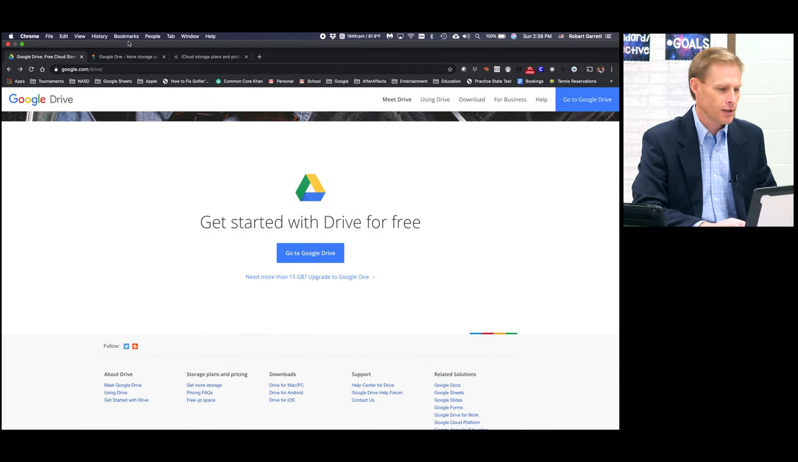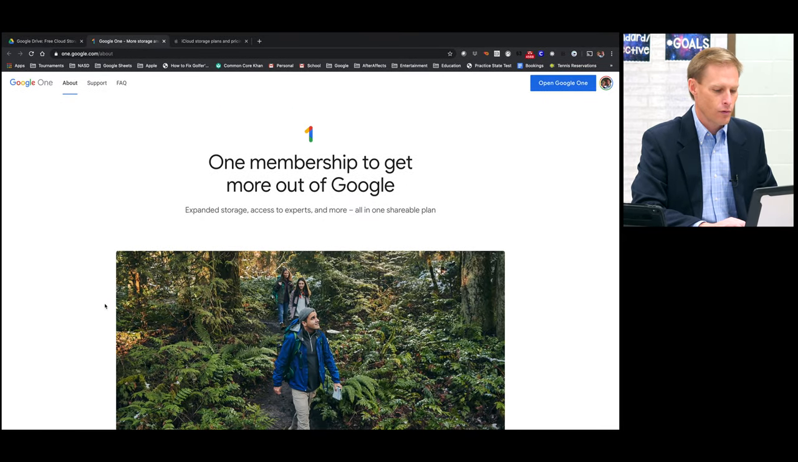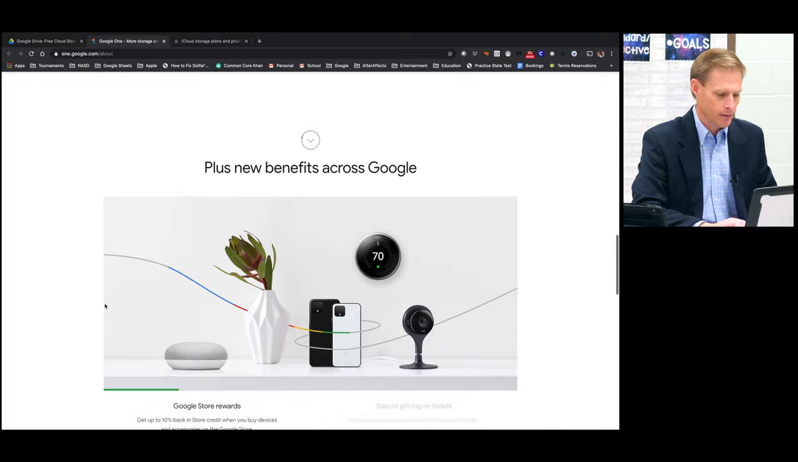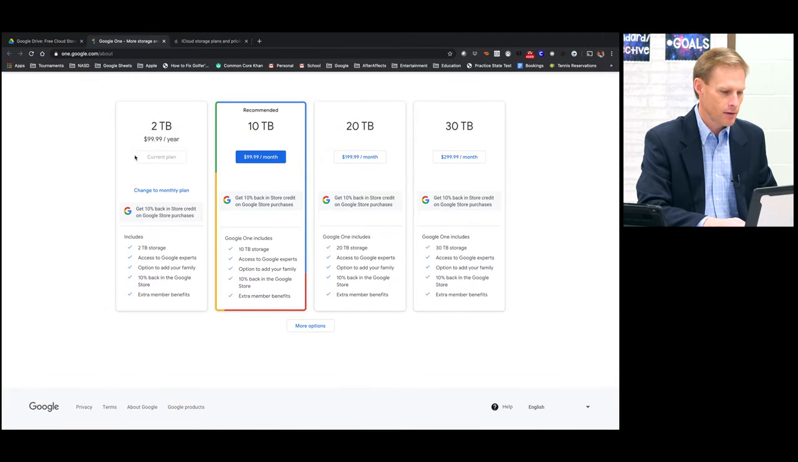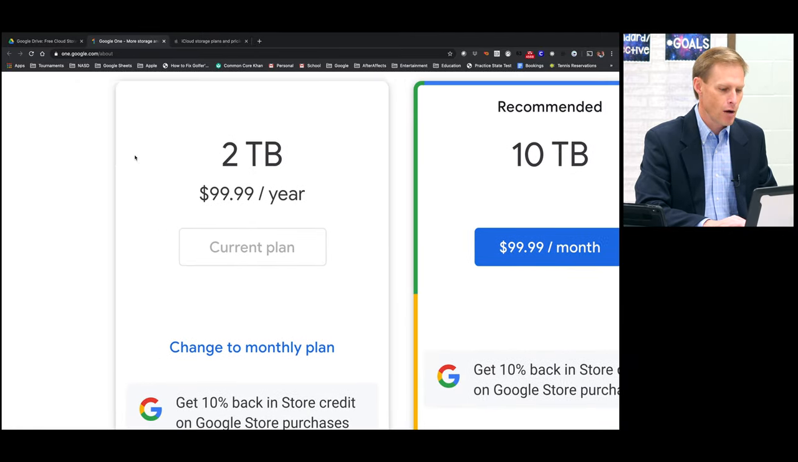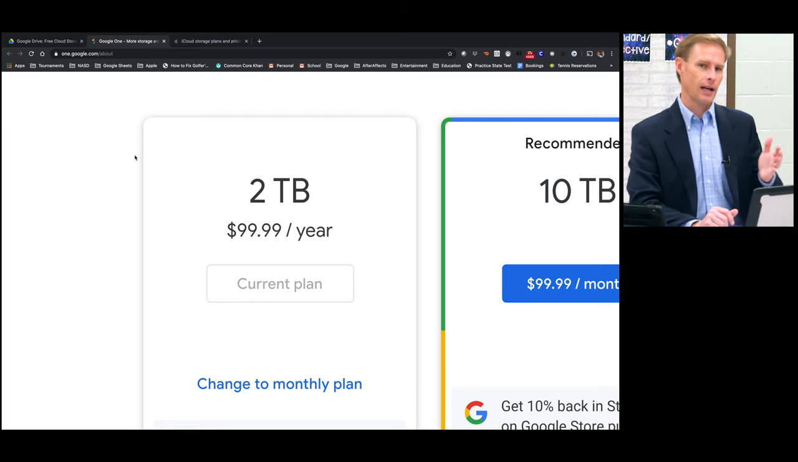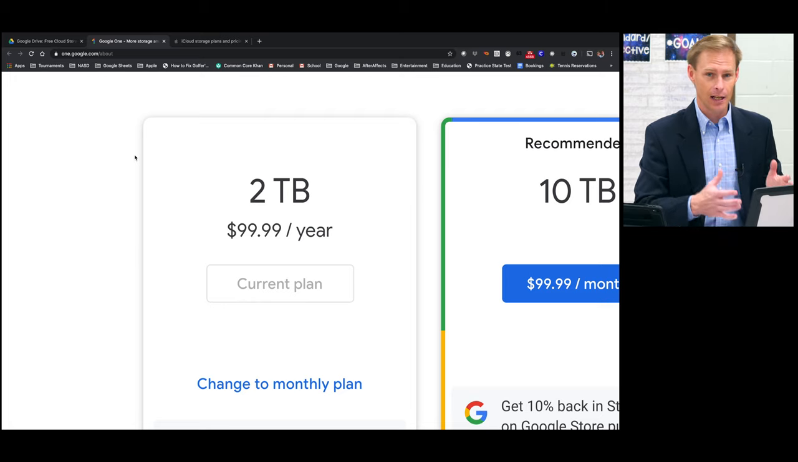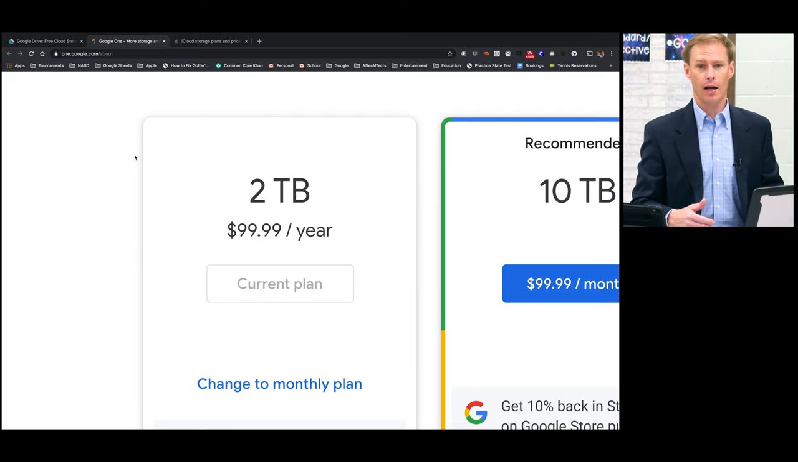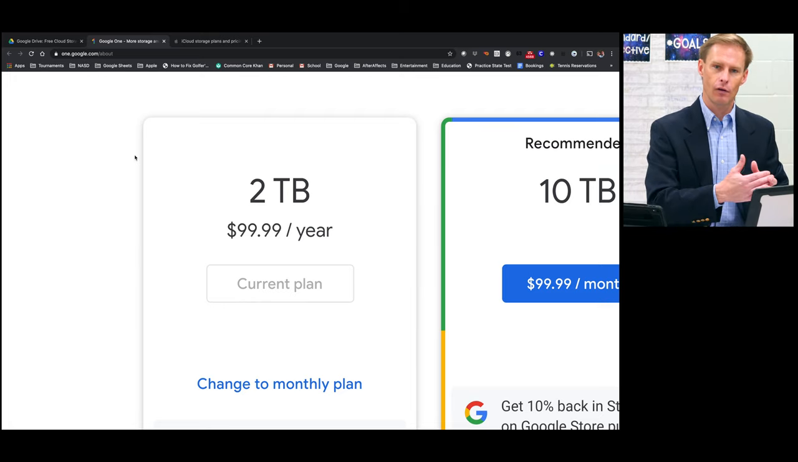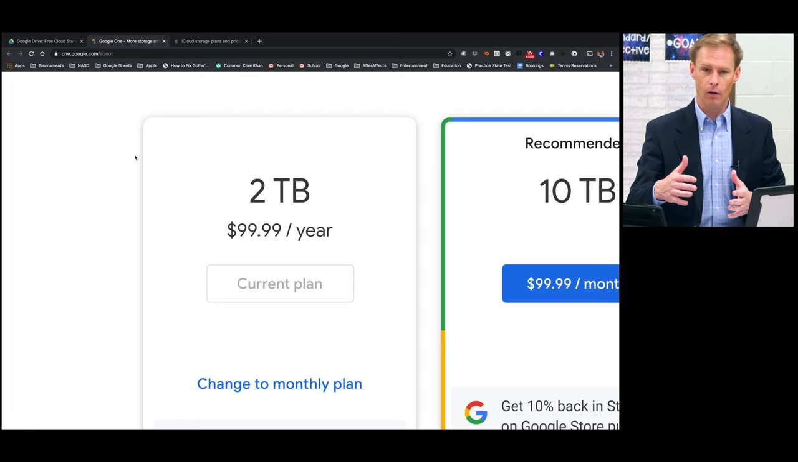All right, so now let's look at pricing. So the way Google does their pricing is they have some tiers. So the tier that most people would be interested in is 2 terabits of storage for $99 a year, which is very cheap. Now, I think they do a monthly plan that costs $10 a month, but this is an extremely good deal.